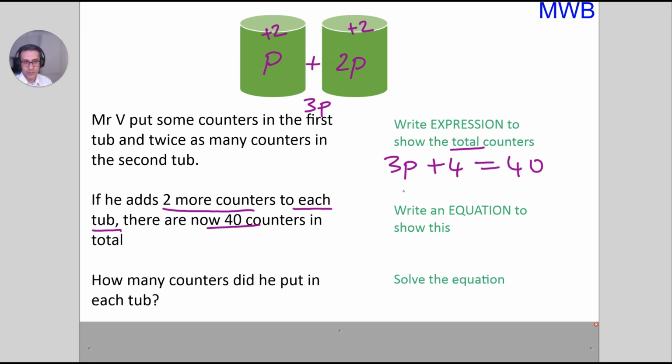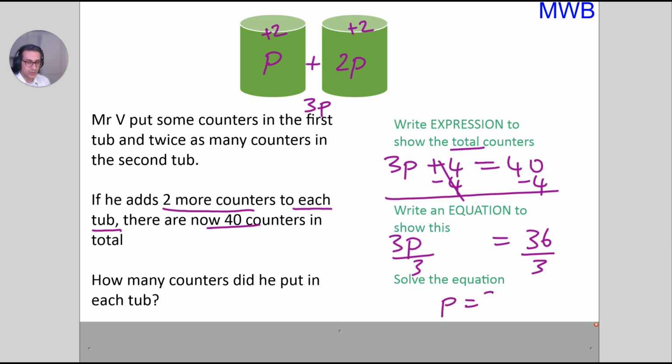And then the last step is to solve this equation. So we're going to solve this by taking away 4 from both sides. So 3P, that's a 0 pair. 40 take away 4 is 36. And then we're going to divide by 3. P is equal to 36 over 3, which is 12.